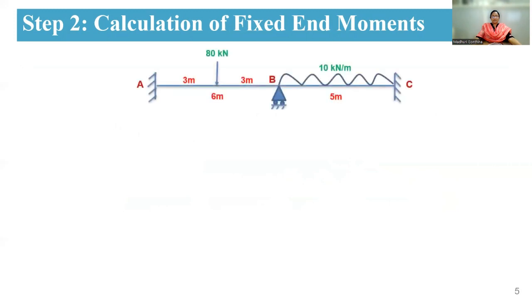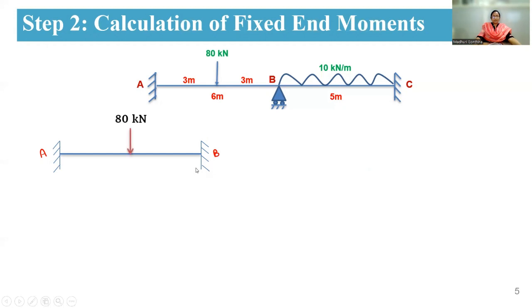Now coming to your next step, you are going to calculate the fixed end moments. So how are you going to calculate your fixed end moments? For this beam, we are going to assume all the supports to be fixed supports. So here A, B and C are assumed to be fixed supports. And here you are going to take AB separately and BC separately. So here you can see that this is AB beam. For this AB beam, we are considering both ends to be fixed ends.